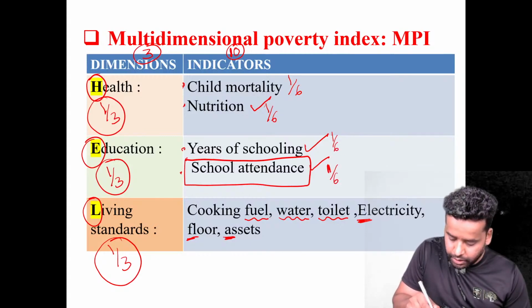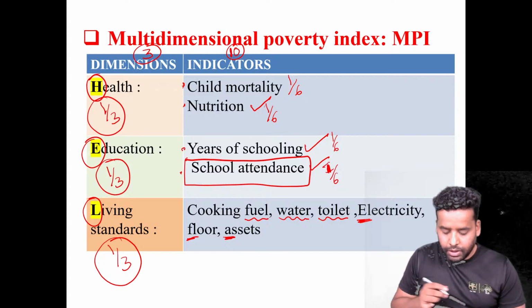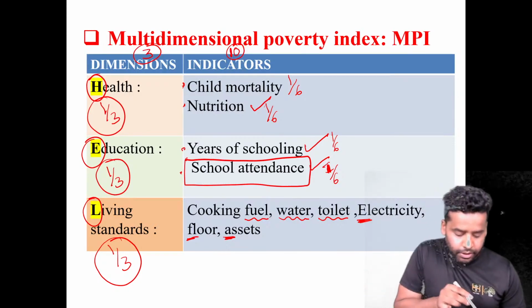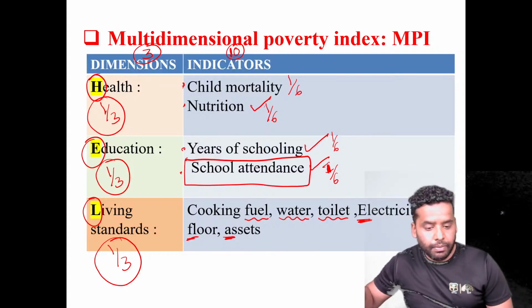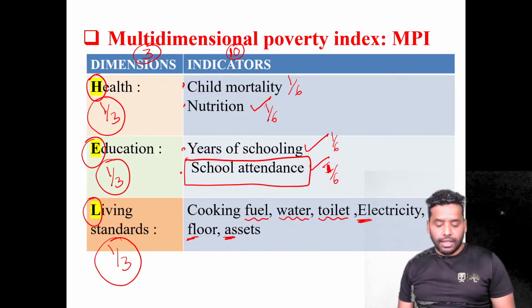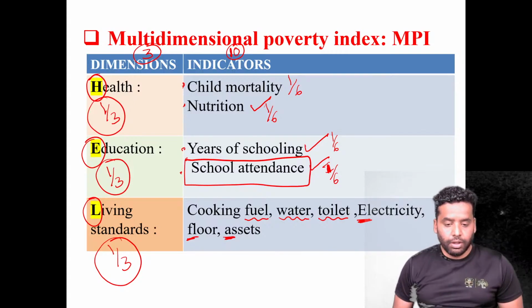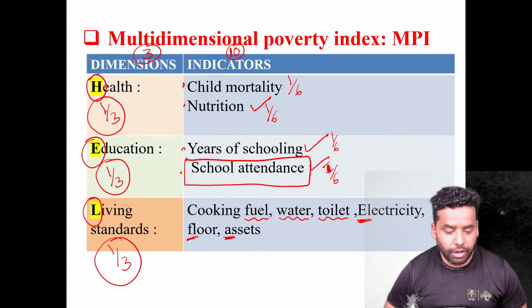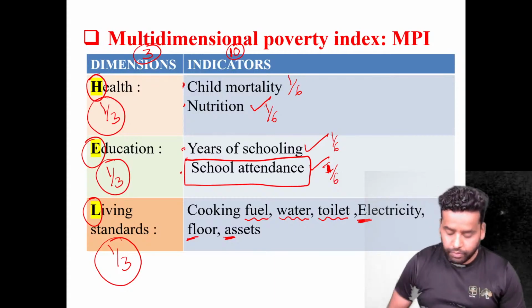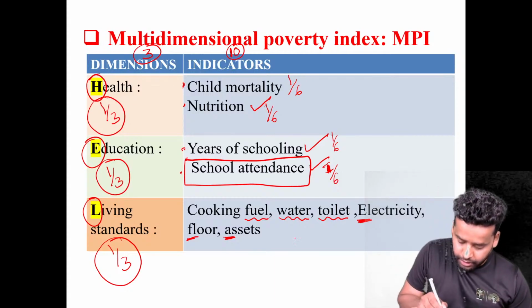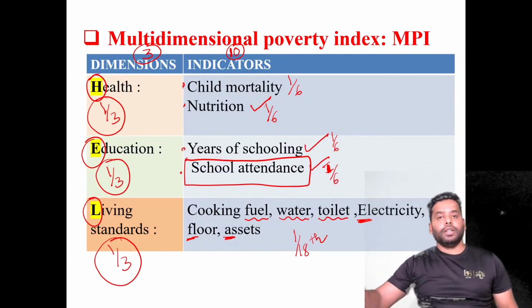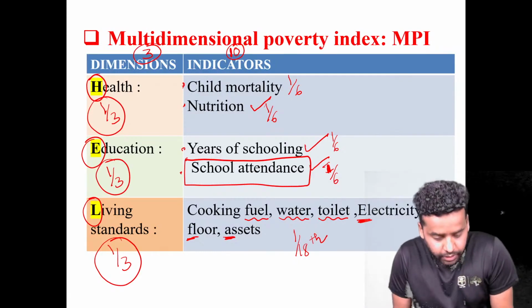Because total is 1/3, na? How much importance will electricity, present or not, get? See, if this is 1/3, you have to divide it accordingly. Mathematics. How much importance will electricity get, present or not in their houses? Each and every indicator in living standards will get how much importance? 1 by 18th. Very, very good. Correct. Easy. They ask this also, so this is also important.